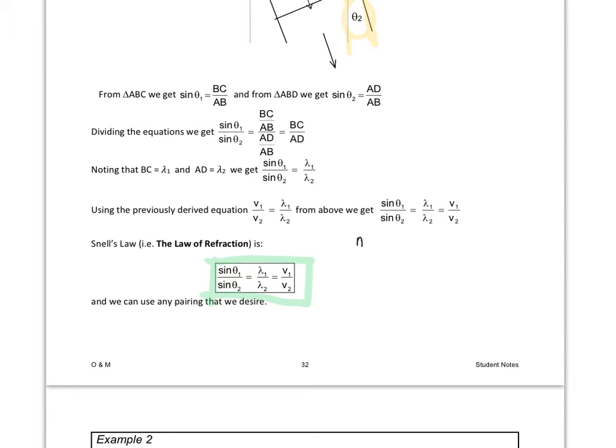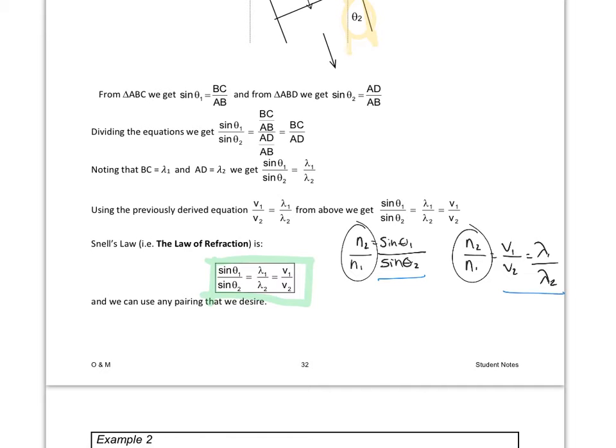It does say on our formula sheet n2 is equal to sine theta 1 over n1, and that's sine theta 2. We don't deal with the n's in this class, so we won't be using that, but we can use it to equate to our other formula. n2 over n1 is equal to v1 over v2, which is equal to lambda 1 over lambda 2. So because these are equal, we can say that sine 1 over sine 2 is equal to these. So that's how we get the formula from our formula sheet.